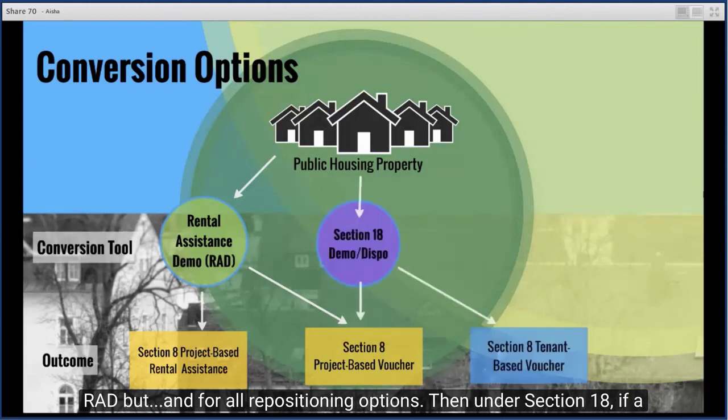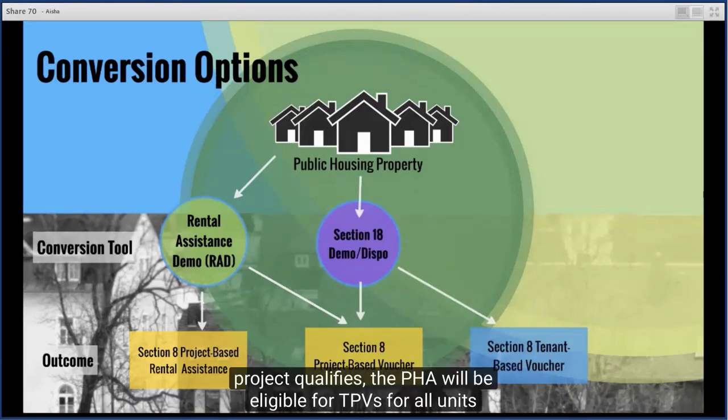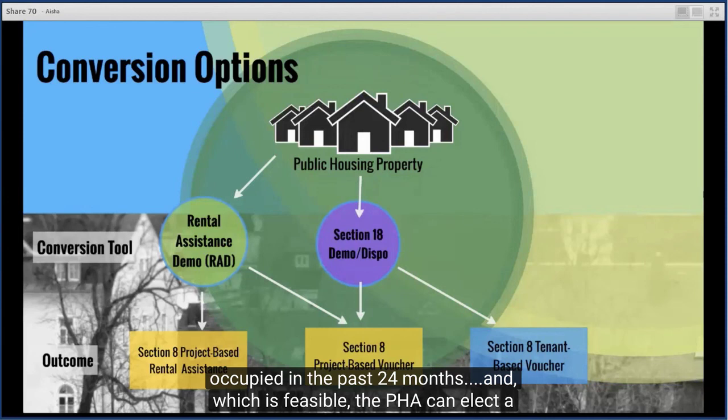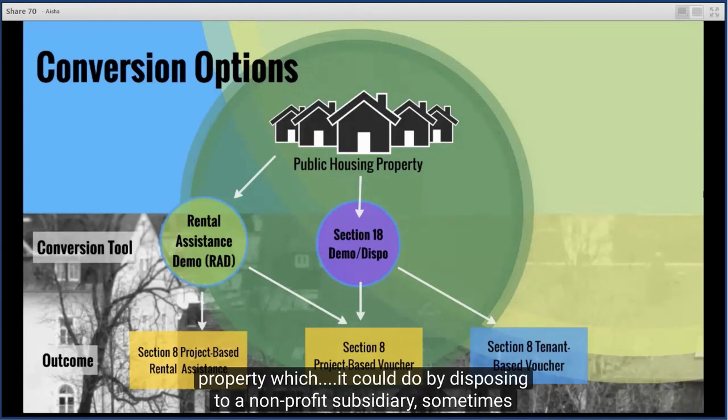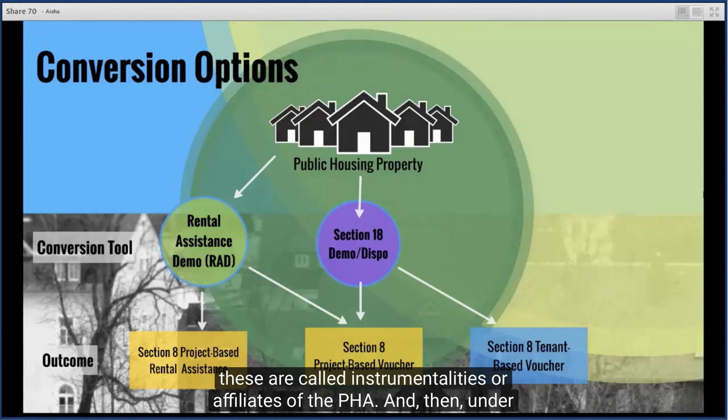Then under Section 18, if a project qualifies, the PHA will be eligible for TBVs for all units occupied in the past 24 months, and which, if feasible, the PHA can elect to project base without tenant consent. But the PHA must also dispose of the property, which it could do by disposing to a nonprofit subsidiary. Sometimes these are called instrumentalities or affiliates of the PHA.